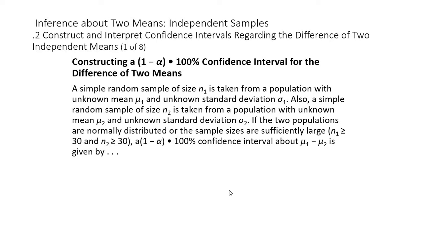We tested hypotheses for two means. Now we're going to construct and interpret the confidence interval regarding the difference of two independent means.